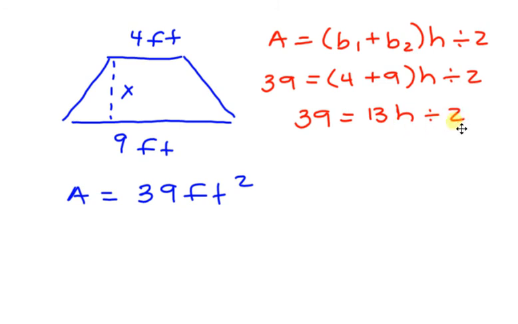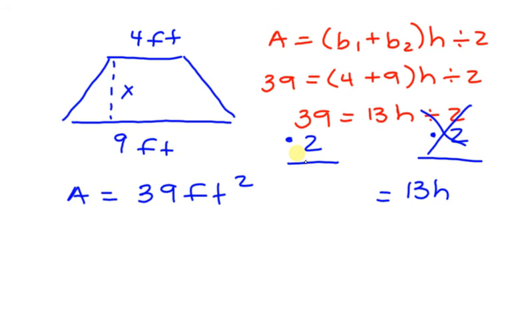So the opposite of divided by 2 is times 2. And whatever you do to one side of the equal sign, you do to the other. So times 2. Divided by and multiply cancel, and you're left with 13h on that side. Now over here, 39 times 2 is going to give you 78.